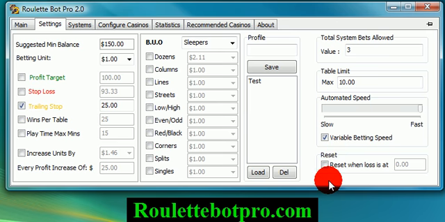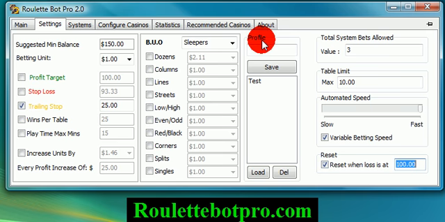Reset. If you check this box, enter in a number you want the bot to reset and start over at. For example, if you put in 100, every time the bot loses $100, it will use the profile you have currently loaded and start over again. It will keep your trailing stop and stop loss values. For example, if you have a stop loss at $300 and your reset when loss is at 100, it will lose up to 3 times and then hit your stop loss before the bot will stop altogether.